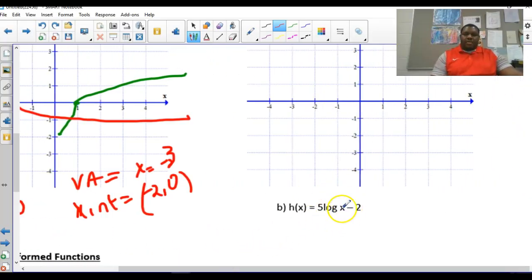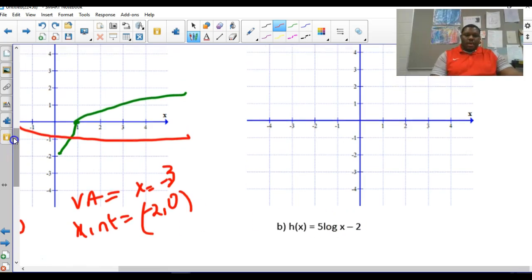This one here, 5 log of x minus 2. First thing, see this 2 is not attached to the x. There are no parentheses here, so it's not horizontal, it's vertical. Go back to that point that we had right there, and let me use another color. I'm going to stretch it by 5. That point is (1, 0), and that affects the y. So 0 times 5 stays, but everything else will stretch by 5.